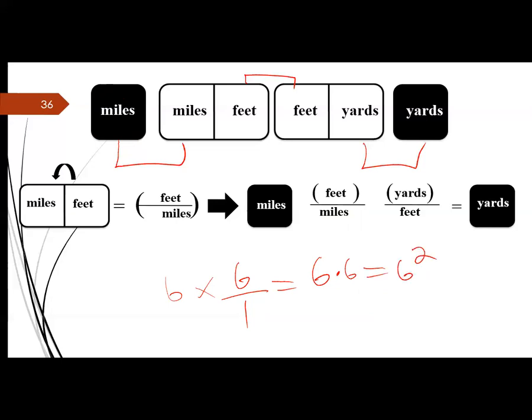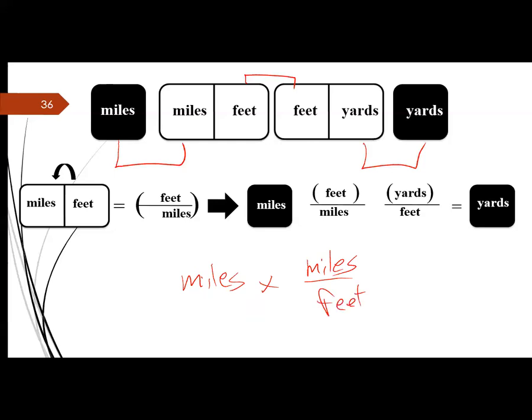So if they're not lined up correctly, what you're going to see is something like miles. And then the next time we see it, we might have flipped it the wrong way. We had miles over feet. And so instead of canceling out, we would get these weird units of miles squared over feet. Not very helpful. And so you want to pay attention to that as you line up your problems correctly.